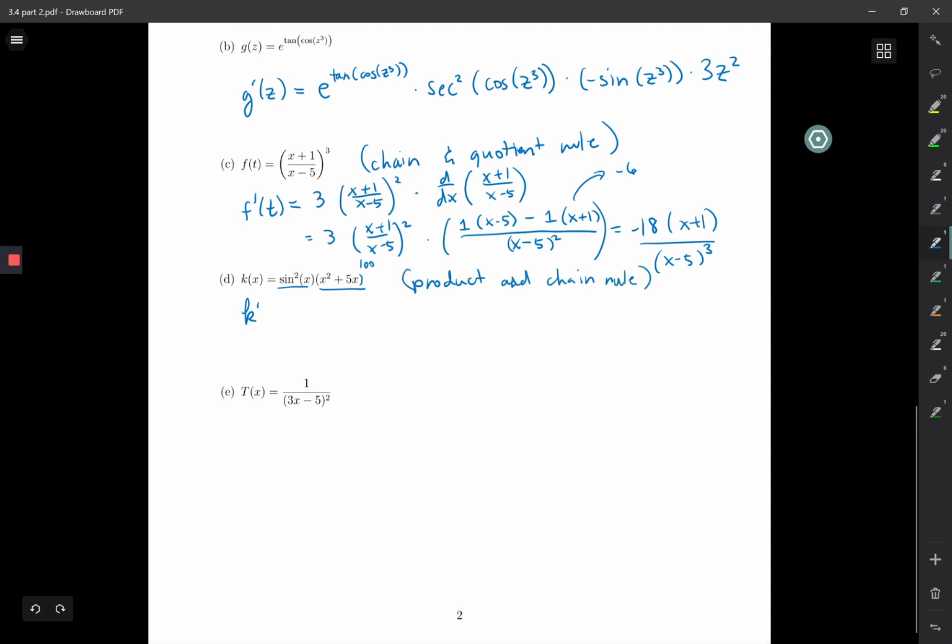And so let's start off with the product rule. So first we might start with the derivative of sine squared of x. And I'm not yet computing that because I know that I need to use the chain rule on that. And then we'll have plus sine squared x times the derivative of this piece to the power 100.